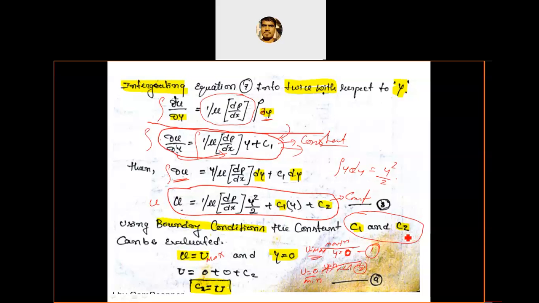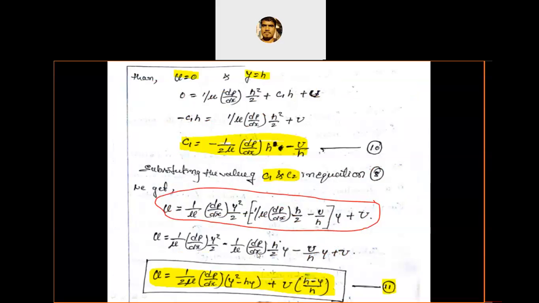c1 and c2. So by substituting u is equal to U and y is equal to 0: if you substitute y equal to 0, this term becomes 0 and this term also becomes 0. Only c2 remains. So c2 is equal to u max, simply we call it U. Okay, by substituting limits.